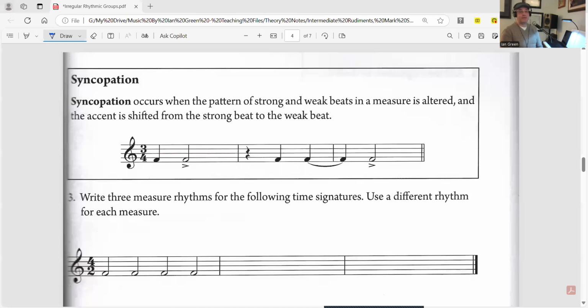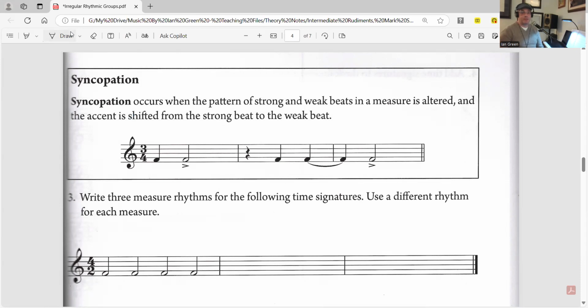Now, syncopation basically occurs whenever the pattern of strong and weak beats in a measure is changed or altered, and the accent is shifted from a strong beat to a weak beat. So, for example, here in this first line in 3/4 that's given, what we can do is fill in the counting.